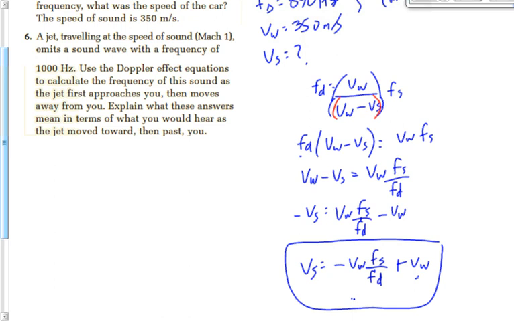This says a jet traveling at a speed of Mach 1, which is the speed of sound, emits a sound wave with a frequency of 1,000 hertz. So we're going to say the frequency of the source is 1,000 hertz. We don't know what the speed of sound is, nor do we know what the speed of the airplane is, but we do know that they're the same. We know that Vw is equal to Vs in this case. What's the frequency of the sound as it moves towards you? What is it as it moves away from you? Let's deal with towards first.